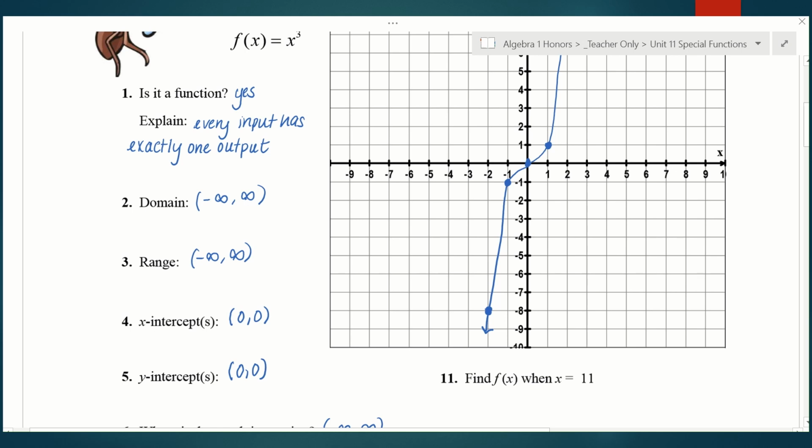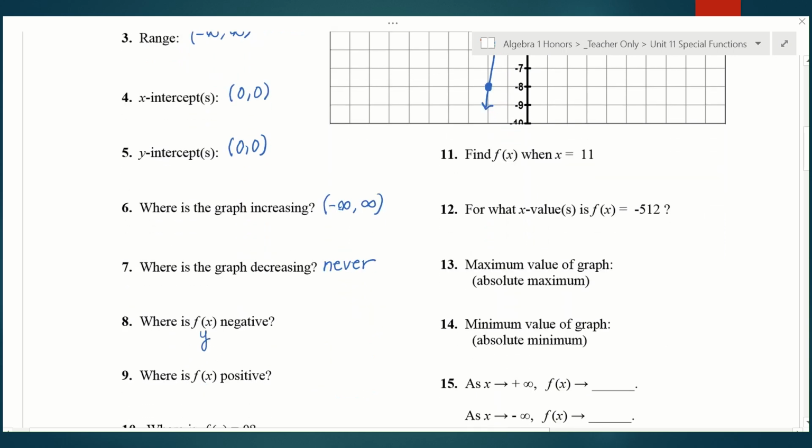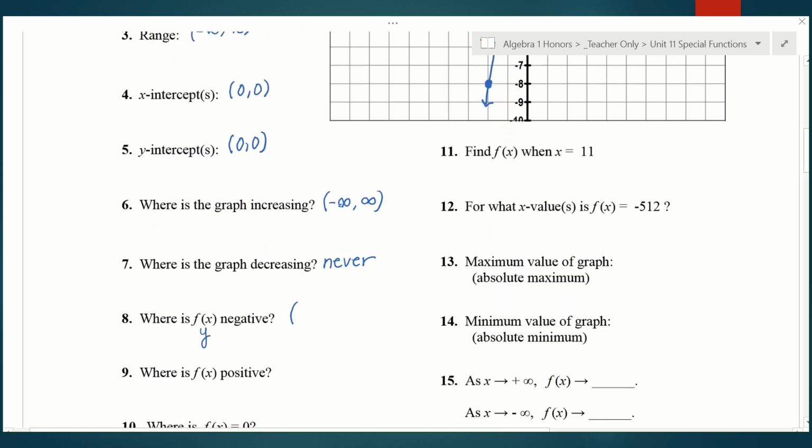Now let's talk about that point 0 though. Remember, 0 is not considered to be positive or negative. So when I write my interval from -infinity to 0, I want to make sure I don't include 0. Okay, so anything up to 0 but not including it is considered to be a negative y value.